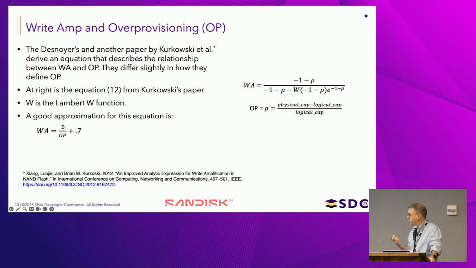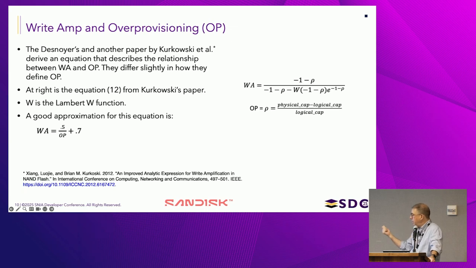The only difference between Desnoyers' equation and Krakowski's equation is the way that they define OP. Krakowski defines OP using this formula on the lower right-hand side, where it's the difference between the physical capacity and the logical capacity divided by the logical capacity. And Desnoyers' paper just described OP as being the ratio between physical capacity and logical capacity. So we tend to use this definition shown here, and that's why I referenced Krakowski's paper.